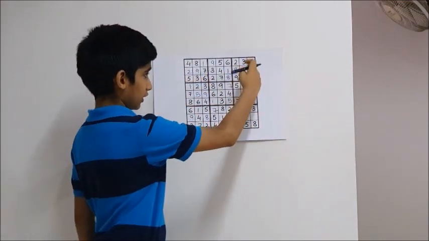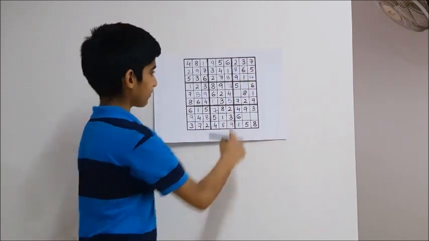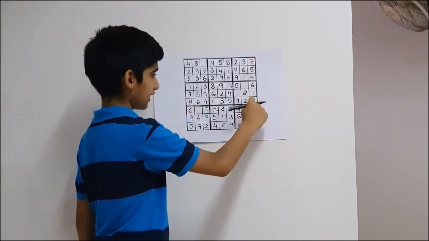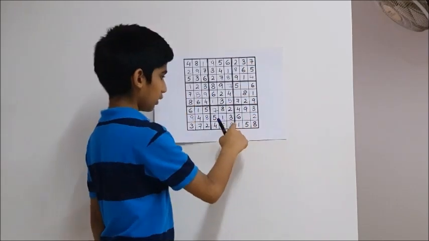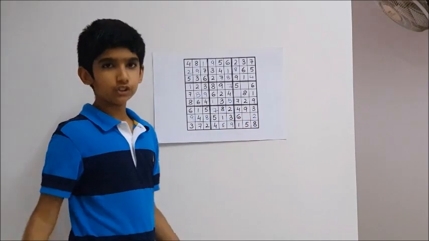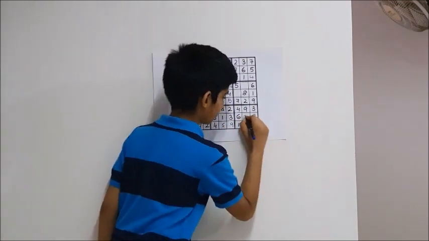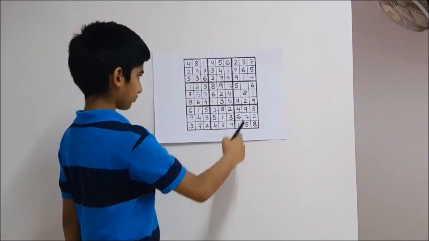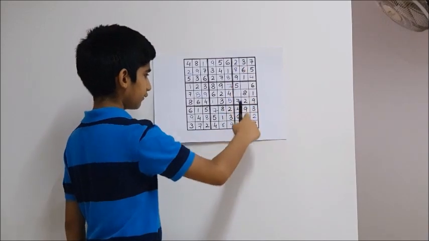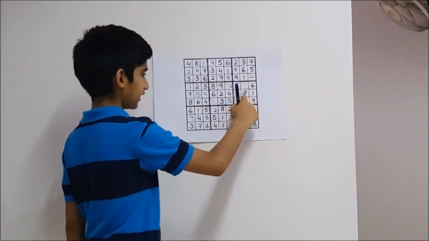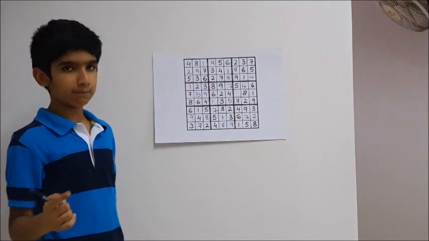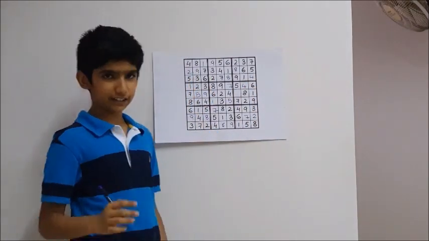Now let's go to the last column. 1, 3, 4, 5, 6, 7, 8 and 9. 1, 2, 3, 4, 5, 6, 8 and 9. So number 7 will complete this block. Now in the 8th column, 1, 2, 3, 5, 6, 7, 8 and 9. So 4 is remaining. Now there is only one number which will complete the whole Sudoku, that is 3.